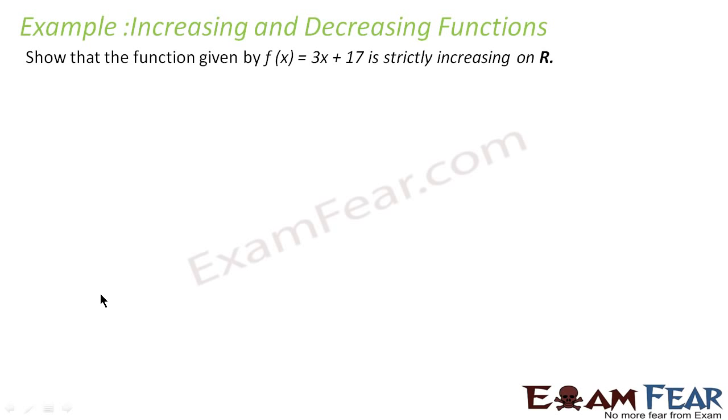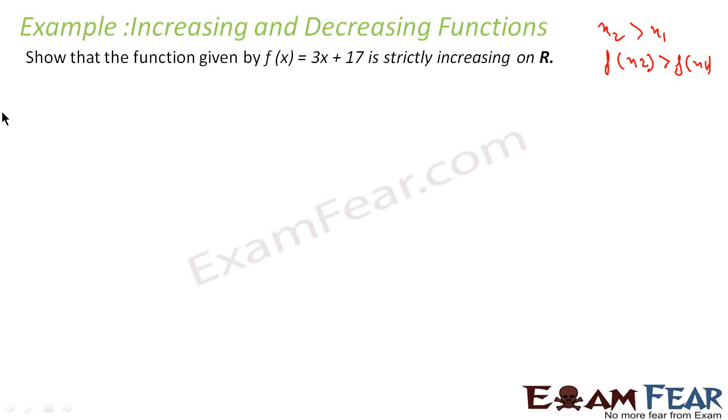So we have to prove that f of x equals 3x plus 17 is strictly increasing on R. We have done a similar kind of question where we have taken 2 points, x2 and x1, and then we have found f of x2 and f of x1, and we showed that f of x2 was greater than f of x1 for x2 greater than x1, right? Now we'll do it the easier way.